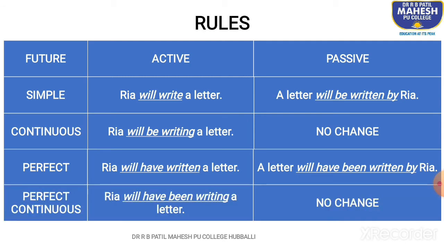Perfect continuous, Ria will have been writing a letter. Again, there is no change as it is perfect continuous. It cannot be changed into the passive voice. So, these are some rules that you need to remember, specifically of the passive voice.